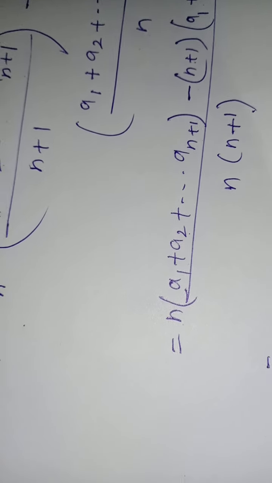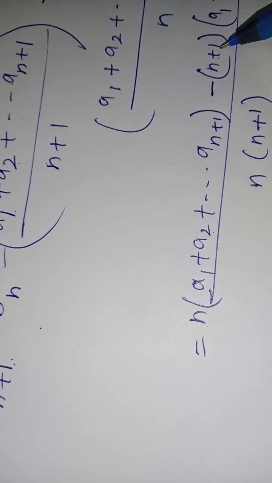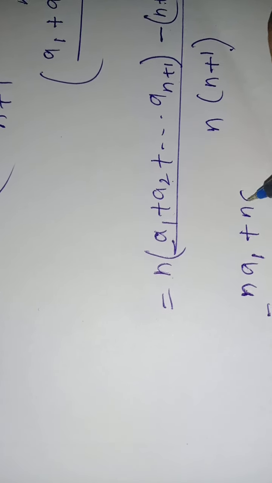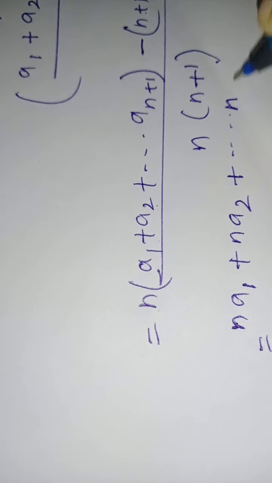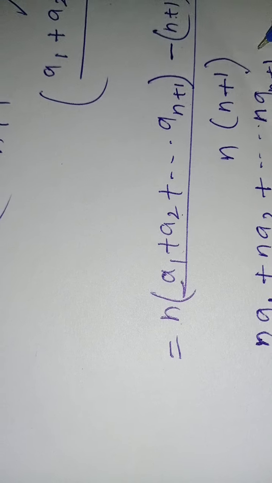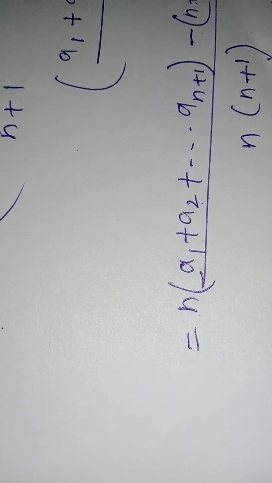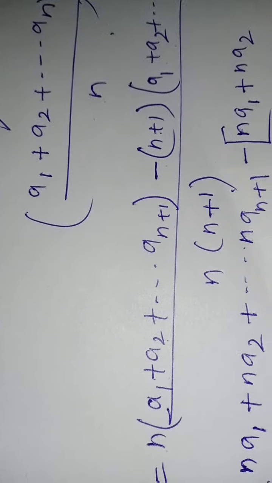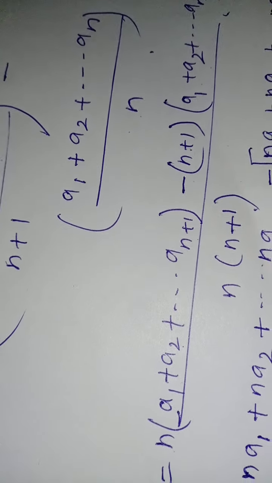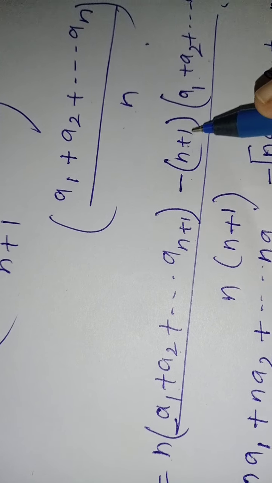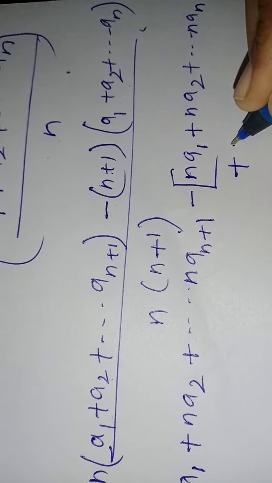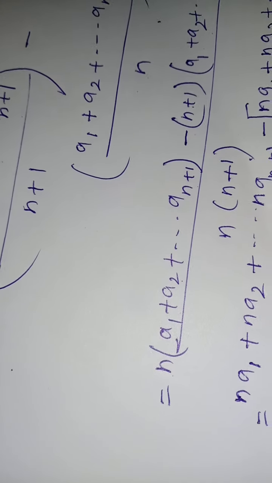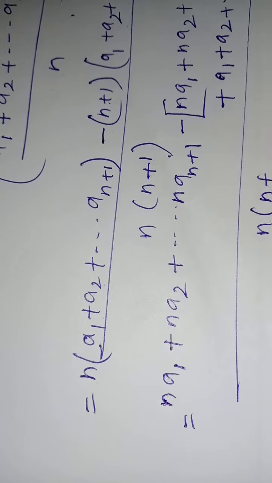And then a1 plus a2 plus and so on. We may expand this: n into a1 plus n into a2 plus and so on, n into an+1, minus n into a1 plus n into a2 plus and so on, n into an, plus here also if we multiply the whole terms by 1 we get the same, that is a1 plus a2 plus and so on an, divided by n into n+1.